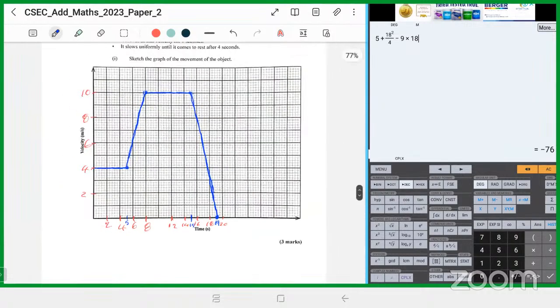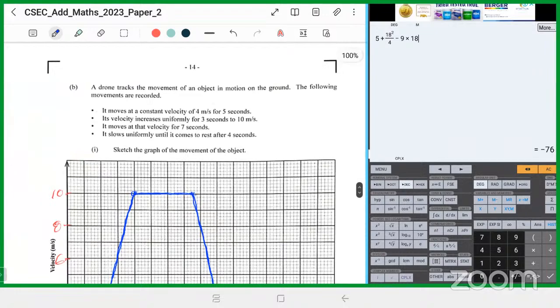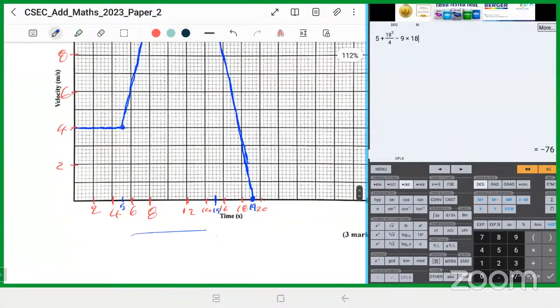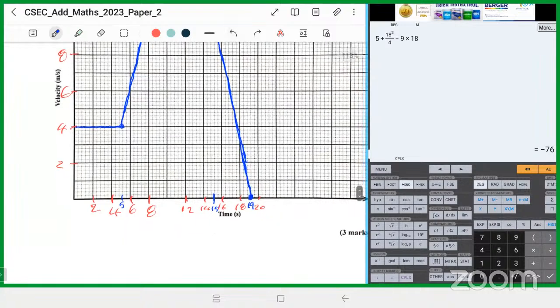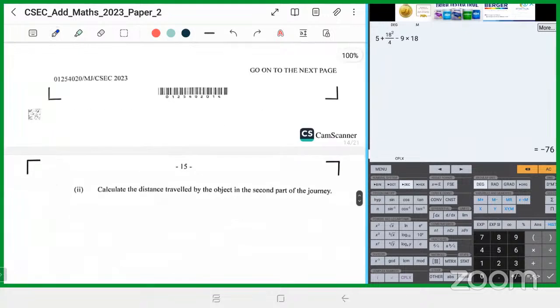That's my sketch. That's my graph. All right, that is my graph. I mean, I could have used a different scale, but it doesn't really matter. That's what I want us to do. Must do something with it.